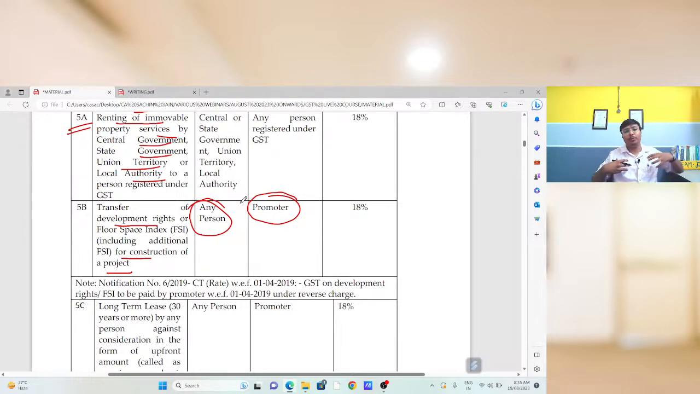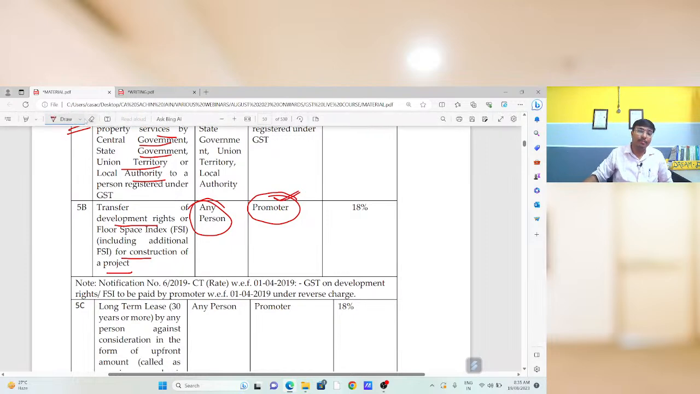That is, when a promoter wants to construct a project, and if anyone transfers the development rights to that promoter, in that case also the reverse charge mechanism is applicable and the promoter has to make the payment of taxes under reverse charge mechanism.